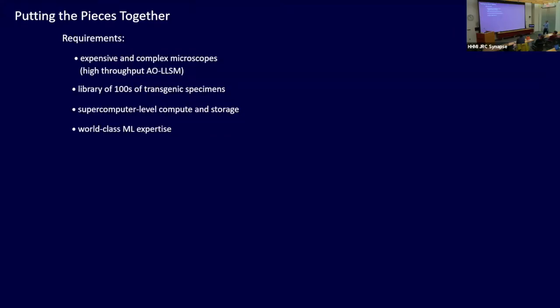So putting the pieces together, what will we need to do this? It requires expensive and complex microscopes, a high throughput lattice light sheet, hundreds of transgenic specimens, supercomputer level compute and storage, and, hardest to come by, world-class ML expertise, when these people are across the bay making 5 times what they could ever work for us, maybe in some cases 10 to 20 times what they could get. So you have to get the ones who want to do something cool as opposed to the ones who care about money. There's not a lot, but there's a few. Whether we could attract enough, I don't know.